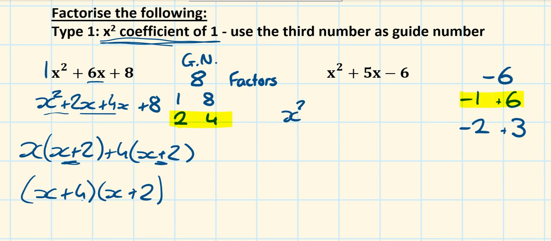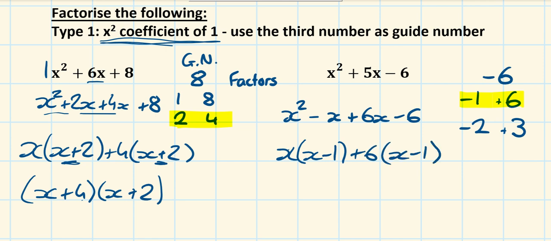So rewrite it, x squared plus 6x minus x minus 6. Then factorize: x by x minus 1 plus 6 by x minus 1, and we get x plus 6, x minus 1.